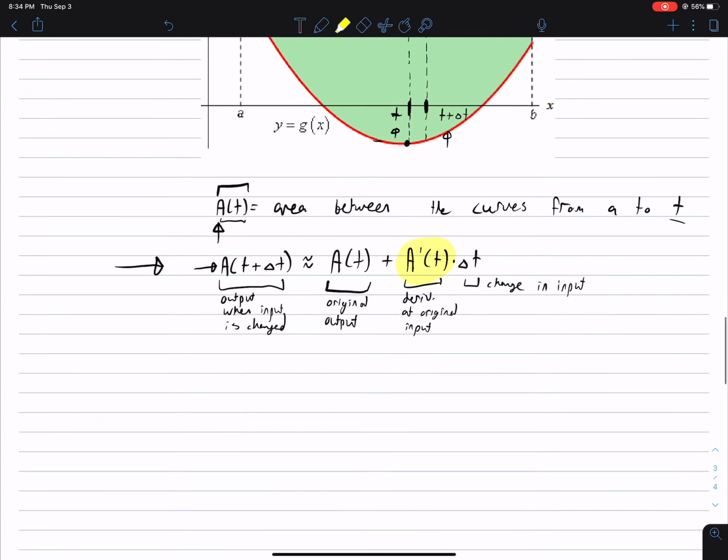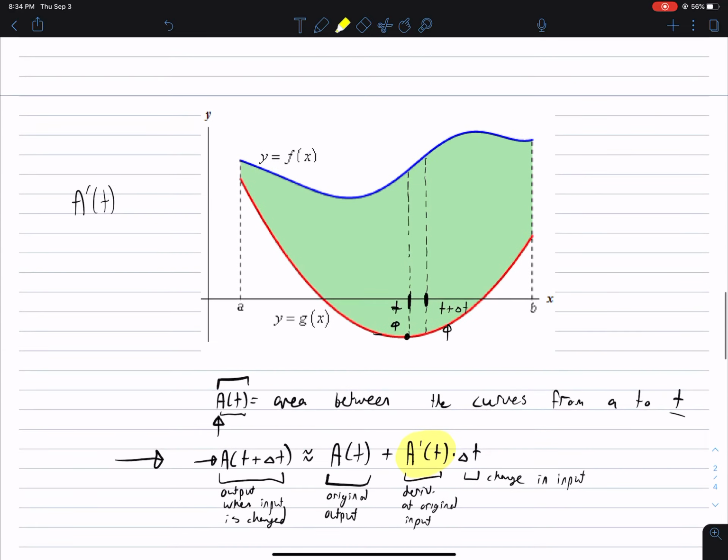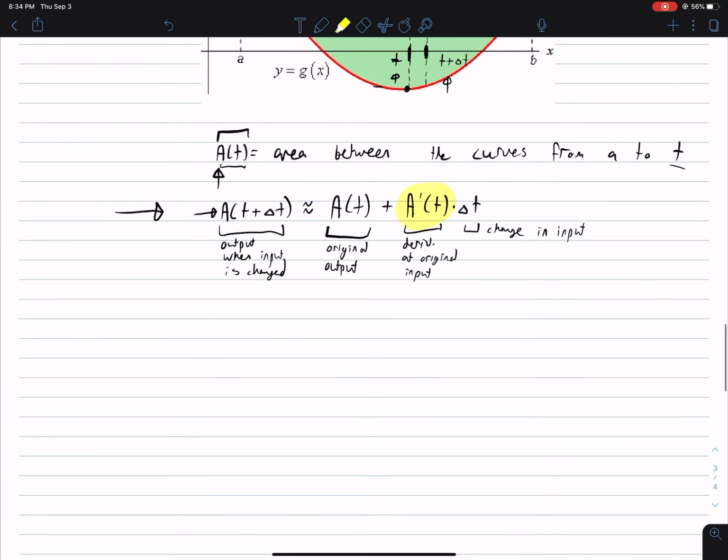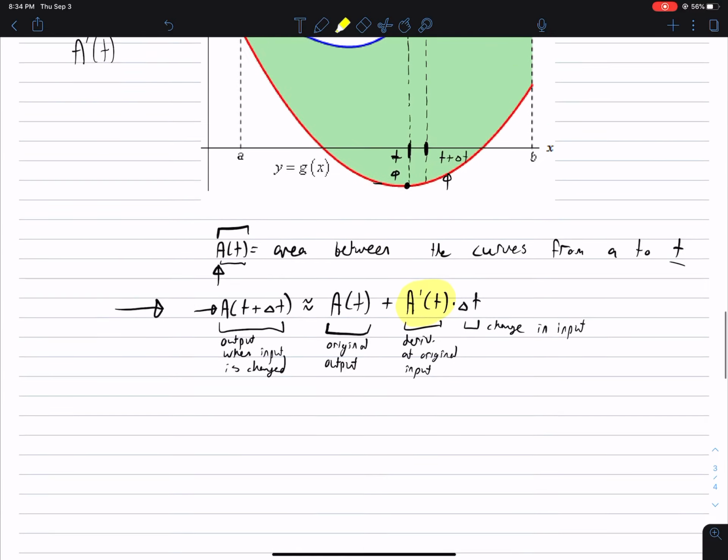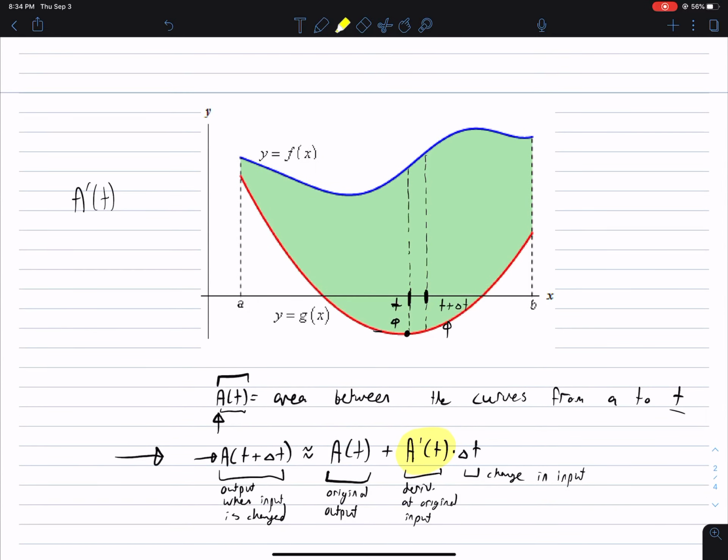So now, based on this formula and what we have in the picture, we need to find something that we can throw into this formula and get A of t by itself. If you look at your picture, we know that A of t gives us the area between these two curves. So if we move that input a little bit to t plus delta t, we have this change in output, right? And based on this picture, we can calculate the change in output.